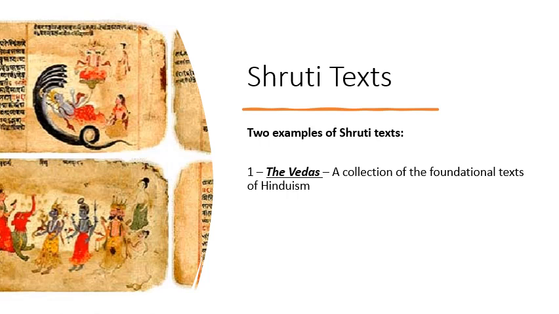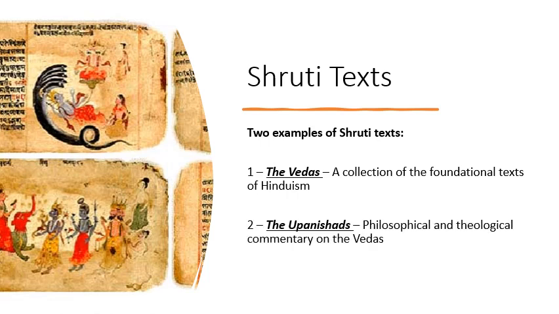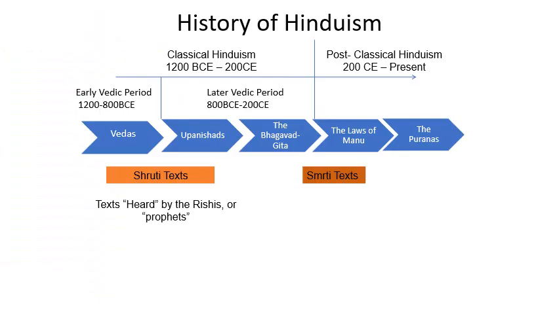And 2 examples of shruti texts would be the Vedas, which is a collection of the foundational texts of Hinduism, and the Upanishads, which are philosophical and theological commentary on the Vedas. So now we know that shruti texts refer to texts which are heard by the rishis or these early poet prophets. So what are smriti texts?